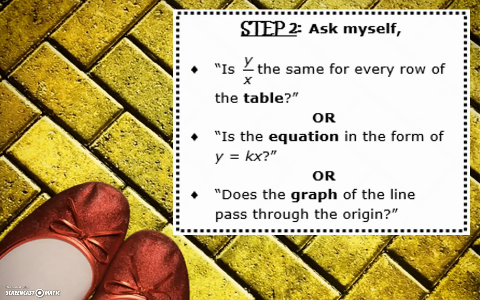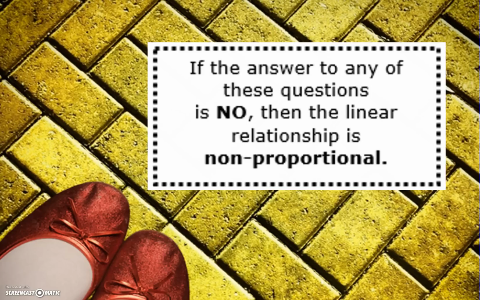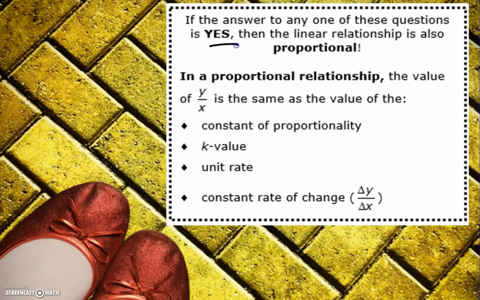Step 2, ask myself, is y divided by x the same for every row of the table? Or is the equation in the form of y equals kx, which is a multiplicative relationship? Does the graph of the line pass through the origin? If the answer to any of these questions is no, then the linear relationship, it's still linear, is non-proportional. But if the answer is yes, the relationship is also proportional.